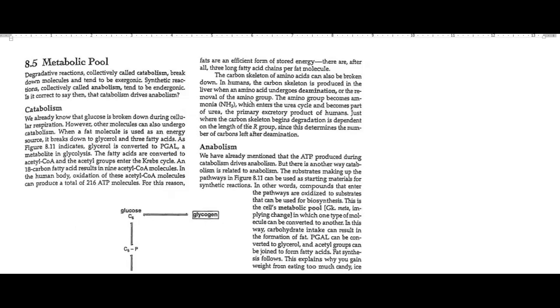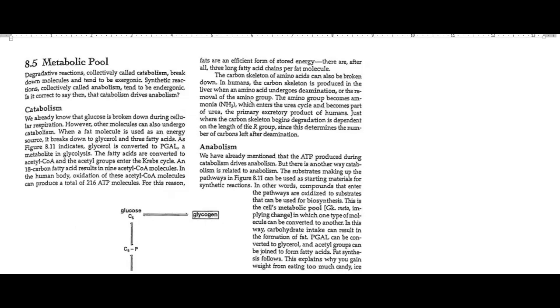Anabolism. We have already mentioned that the ATP produced during catabolism drives anabolism. But there is another way catabolism is related to anabolism. The substrates making up the pathways in this figure can be used as starting materials for synthetic reactions. In other words, compounds that enter the pathways are oxidized to substrates that can be used for biosynthesis. This is the cell's metabolic pool, in which one type of molecule can be converted to another.